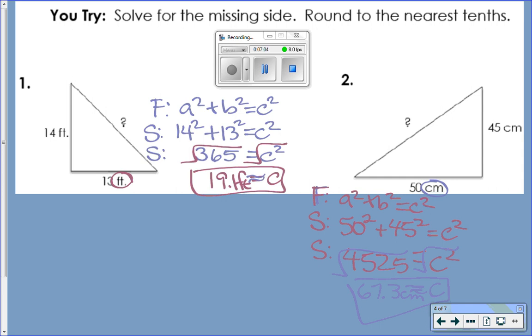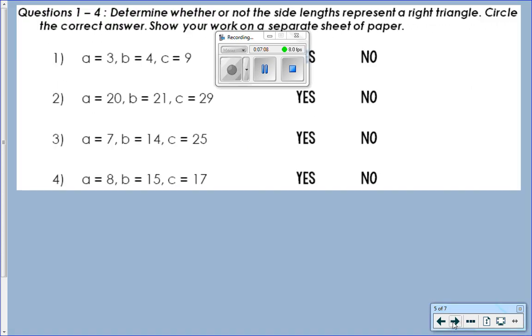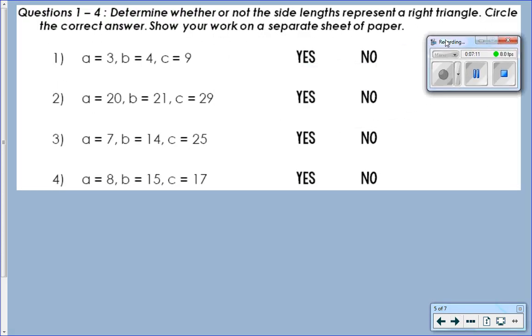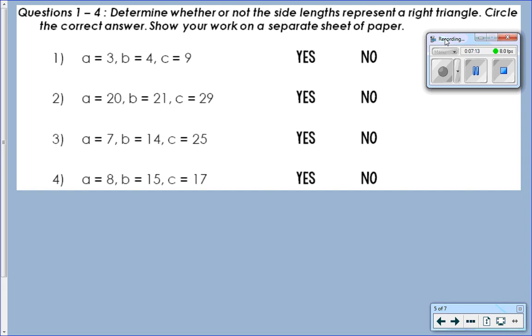We're good? Questions? All right, let's look right below in your notes. For these 4 questions, we're going to do number 1 together. We're going to determine whether or not the side lengths represent a right triangle. So we did this yesterday with more. Today we're going to do it with given side lengths. We're going to circle the correct answer, yes or no, and we're going to show work. So we can simply just substitute this into our formula.